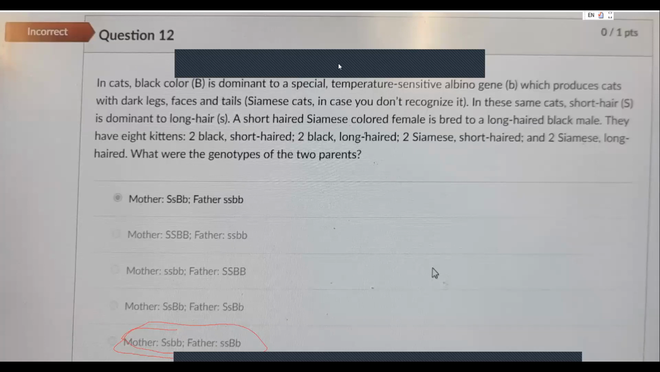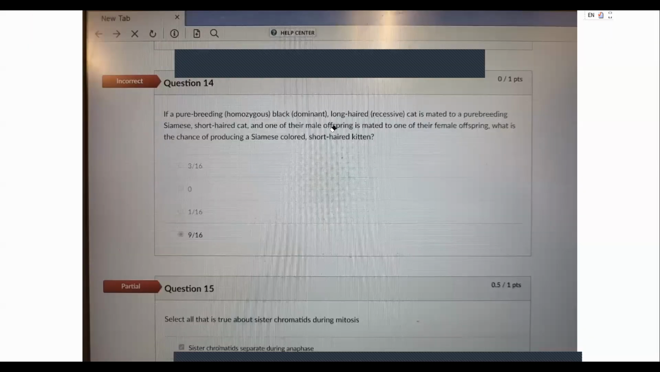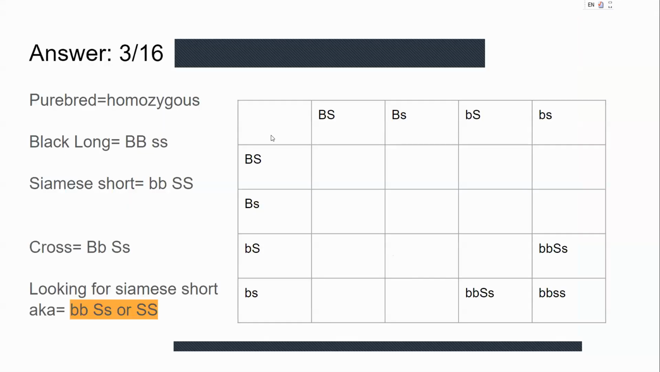Now for this question, we are asked for a generation 2 offspring of two pure breeding homozygous cats. In the chart below, homozygous means that they're both the same gene. For black would be capital B and lowercase s. For the Siamese short cat would be lowercase b and capital S. When we cross the first generation, no matter how we cross them, they would always come down to heterozygous in favor of the dominant trait.